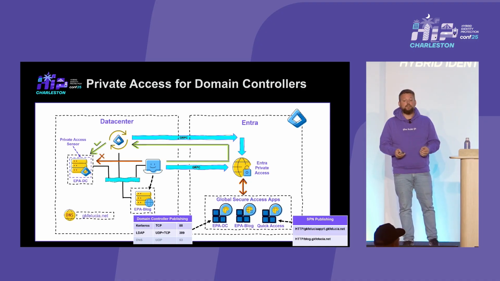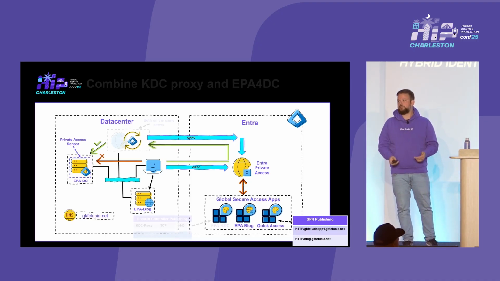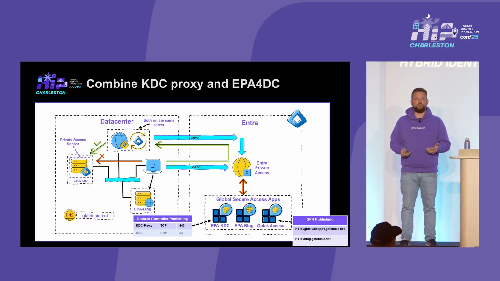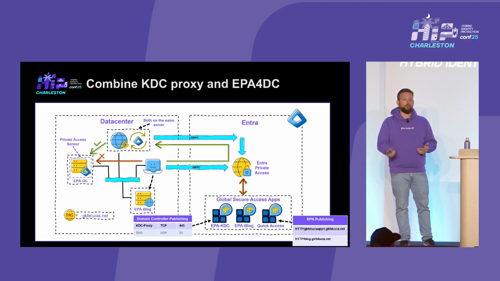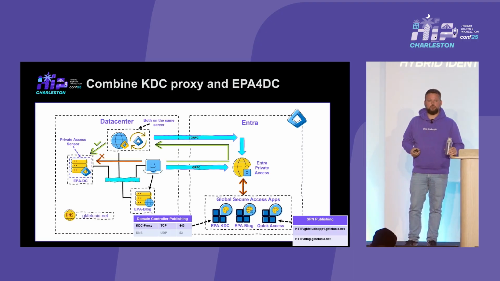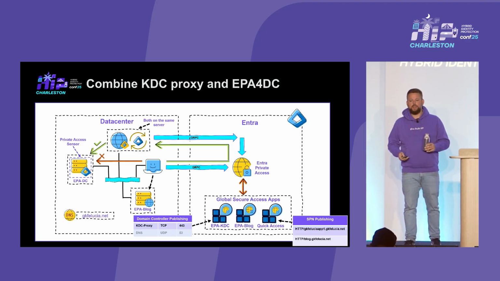It's relatively easy. We can just take the box where the connectors are running and install and enable the KDC proxy feature there. And then we already have redundancy and can enforce that stuff. And the private access sensor won't notice it because it's the same IP address that is used there.